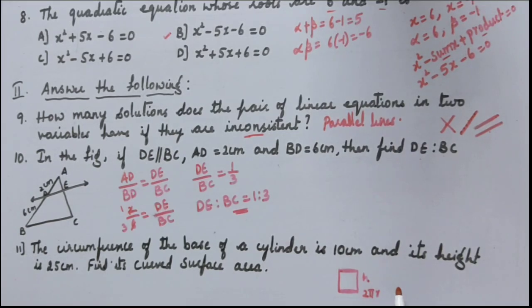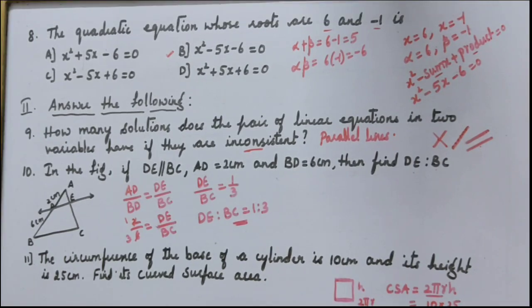Now curved surface area, CSA, is equal to 2 pi rh. Okay, this is the formula. Now 2 pi r, we know the circumference of the base of the cylinder is 10. And what is the height? Height is given as 25 centimeter. On the whole we say it is 250 centimeter square, because the radius is in centimeter and height is also in centimeter. Centimeter into centimeter is centimeter square.